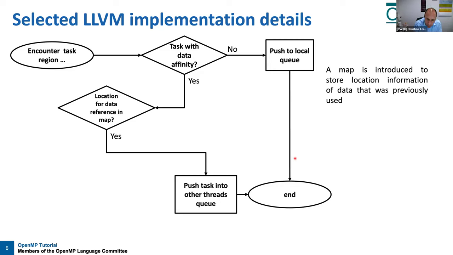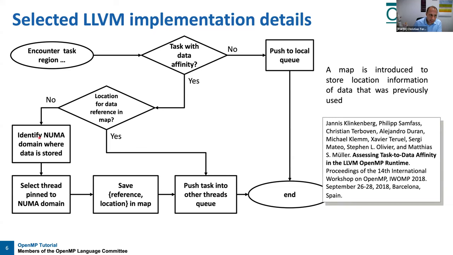So this is a little bit of overhead, but this means that if all threads are utilized, this task will be executed by one of the threads that's close to the data that has been specified. However, when a certain reference is used for the first time, it's not in the map. So that means the OpenMP runtime has to identify which page this data belongs to, on which NUMA domain this is being stored, and then select the particular thread, again, find out where it's running, and save this reference in the map. So that comes with some overhead.